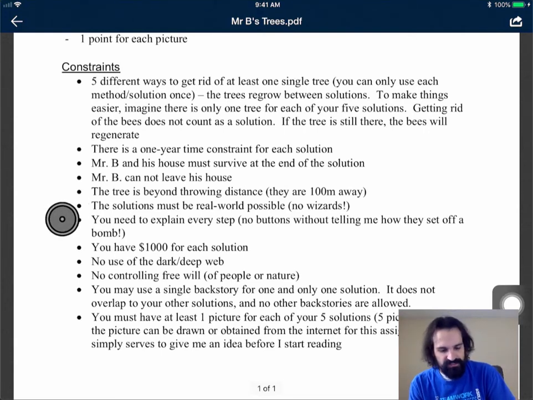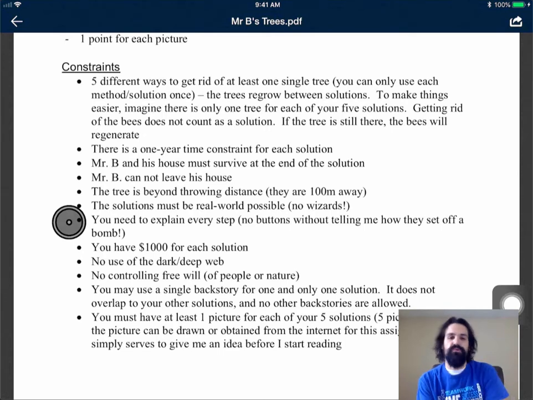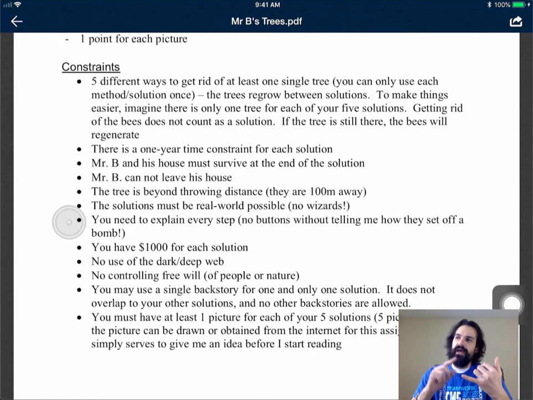You must explain every step. This is the most important part of the assignment. No buttons setting off a bomb blowing up the snow in my driveway without, A, telling me what kind of bomb it is, how did you obtain the bomb, how did you get the bomb to the driveway if you can't leave your house, and how is that bomb connected to a remote that I mysteriously have? All of those steps need to be explained and thought through. That's the entire purpose of this assignment.